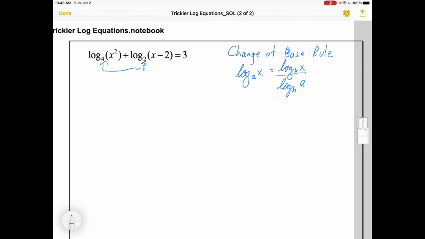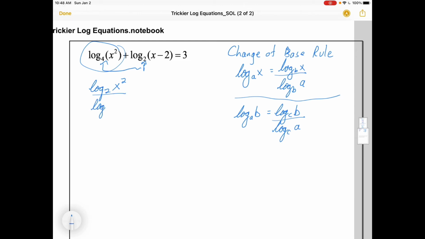Now, I don't love the way that they present it in the formula booklet. I've written it here. I always think of it this way. Log base a of something is log base c of that big number over log base c of the little number. Just because it can get confusing because your equation already contains x's. But the big idea here is if I wanted to change this one here, the log base 4 of x squared, into a log base 2, I would just write it as log base 2 of x squared over log base 2 of 4.